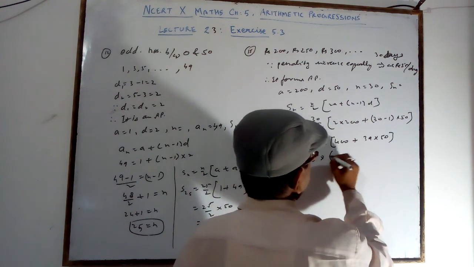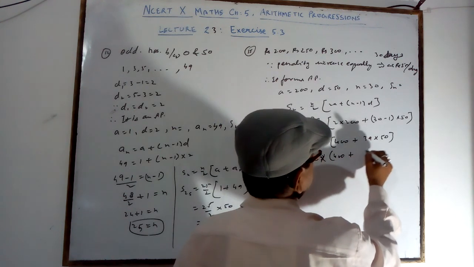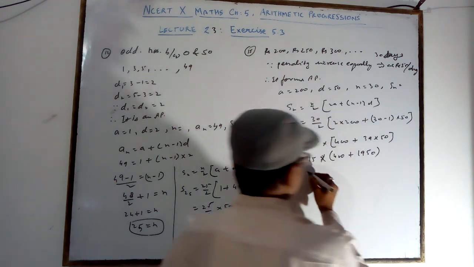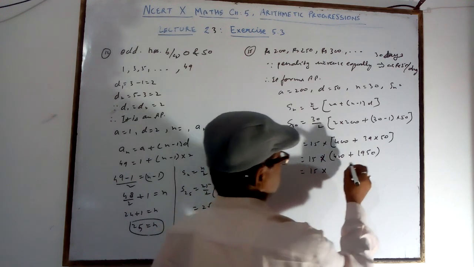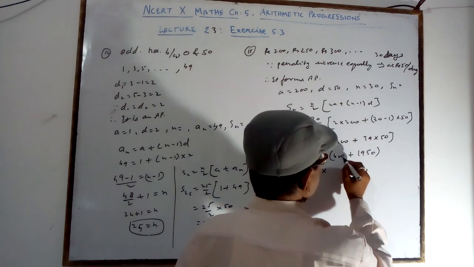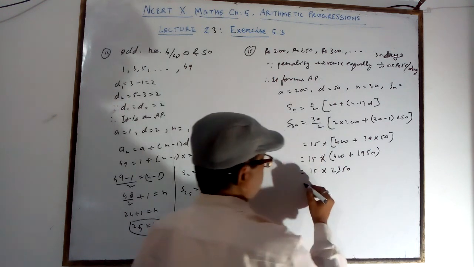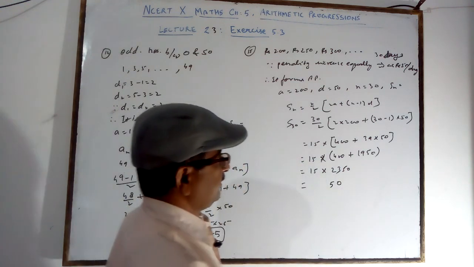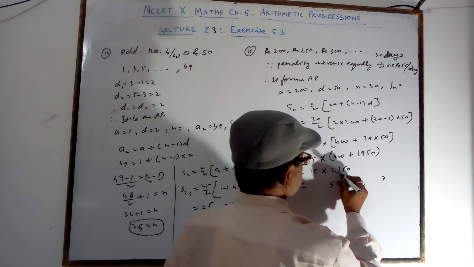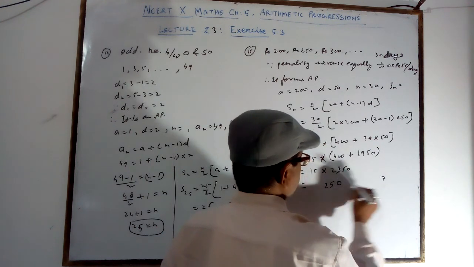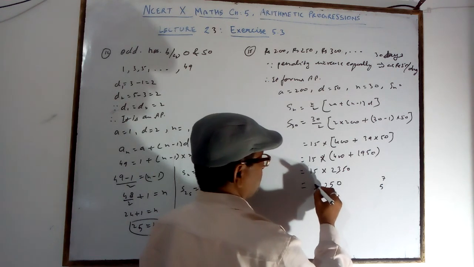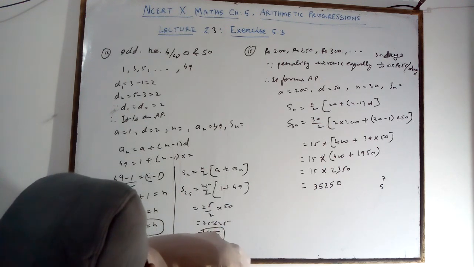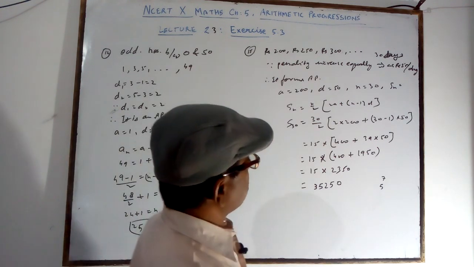15 into 400 plus 1950, so 15 into 2350. 15 zeros are 0. 15 5 ja 75, 3 7, 15 3 ja 45, 52. 5 is left. 15 2 ja 30 and 35. It is the penalty for the 30 days.